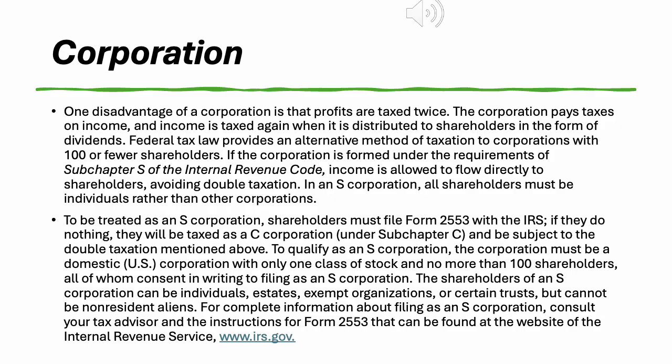To qualify as an S corporation, the corporation must be a domestic U.S. corporation with only one class of stock and no more than 100 shareholders, all of whom consent in writing to filing as an S corporation. The shareholders of an S corporation can be individuals, estates, exempt organizations, or certain trusts, but cannot be non-resident aliens.